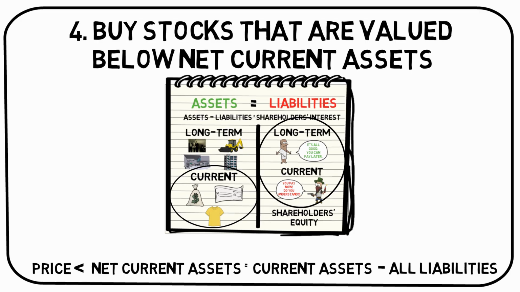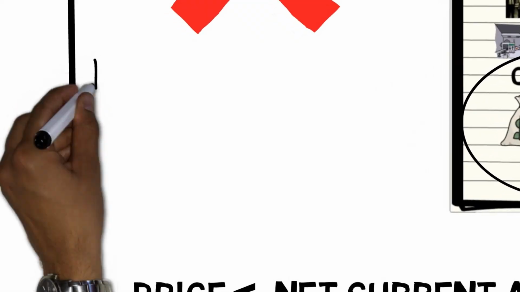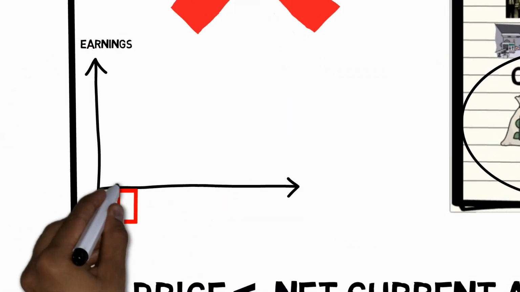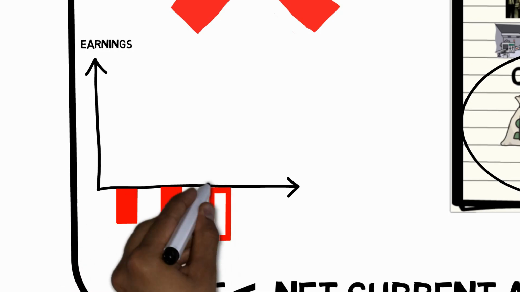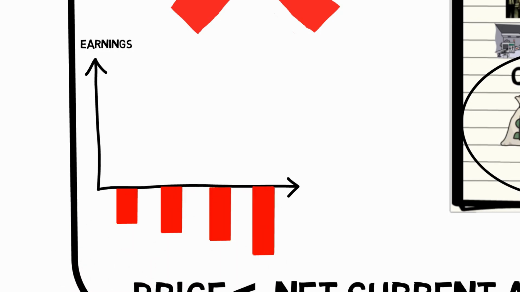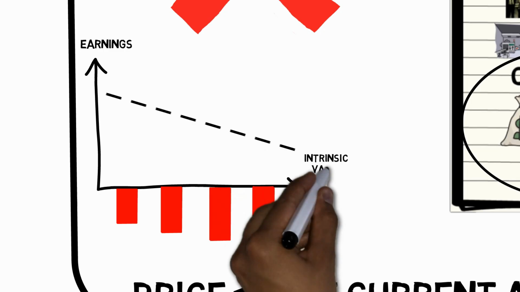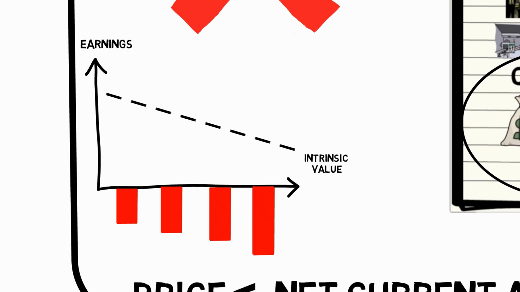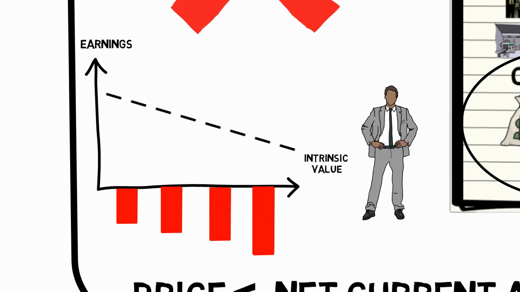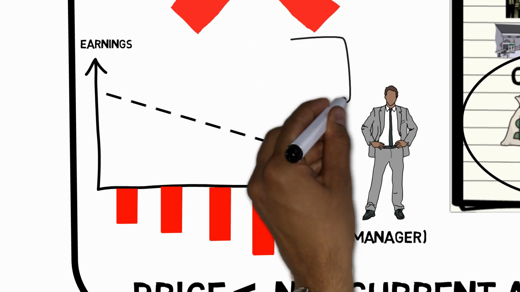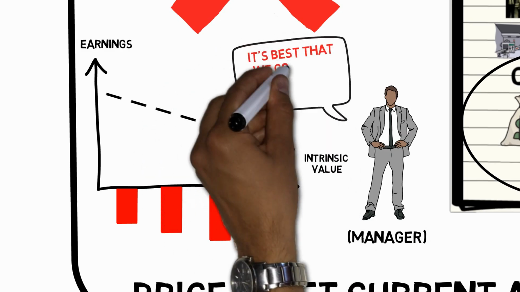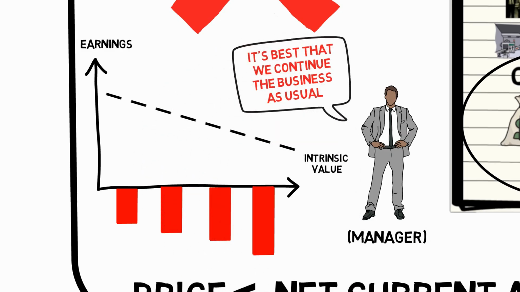The most common objection against buying a net stock is that it may continue to lose money, because, well, typically they do lose money, until the intrinsic value of the company is lower than the price that the investor paid. You see, managers aren't always fond of the idea of liquidating the company, as it means that they are definitely going to lose their jobs.